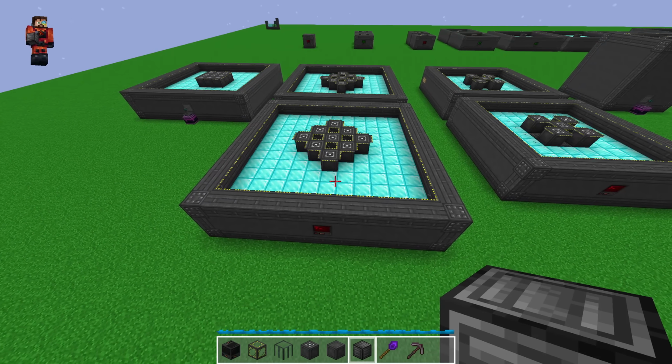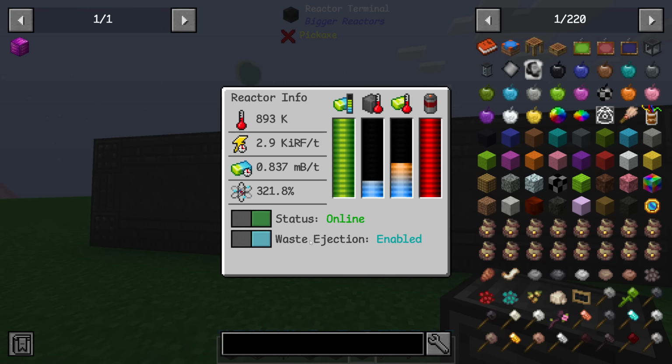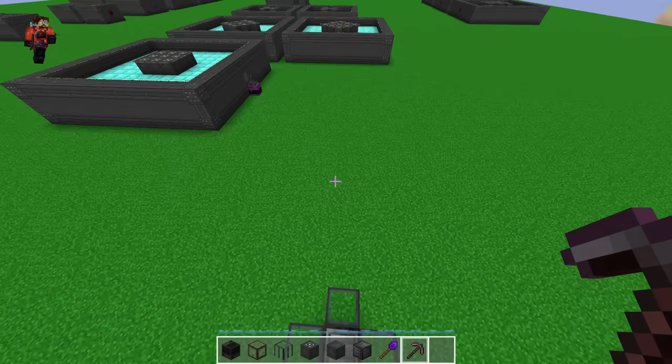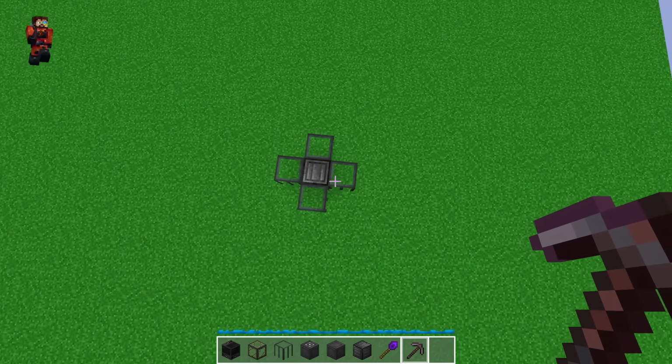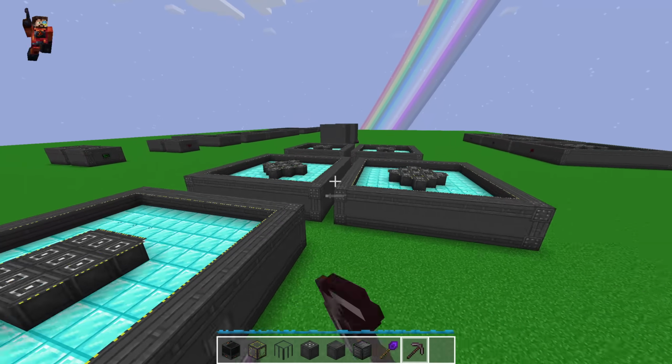Again, in very small reactors, the difference is not very noticeable, but if we turn this one on, our efficiency is going to be around 29.70%. And also, just to show you what I mean, that this is the optimal position for a graphite block in between 4 fuel rods, we have 2 more reactors.